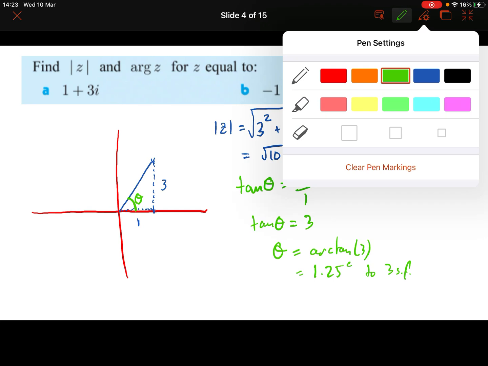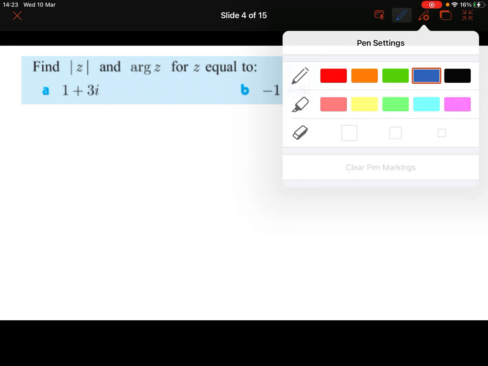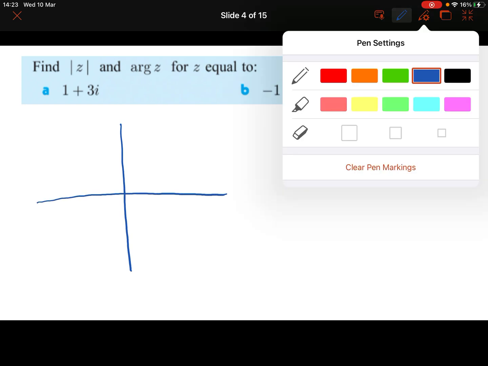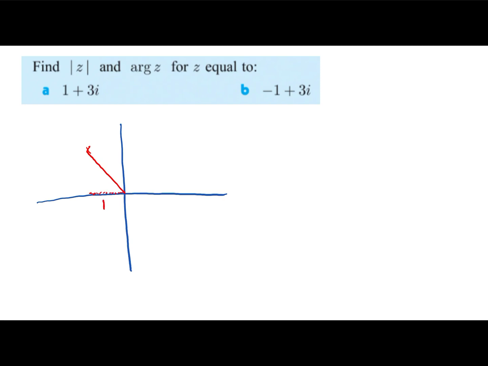Now, just be really, really careful. Let's do part B. Part B says we've got a slightly different one. So again, let's make an Argand diagram. Argand diagrams really, really help. We've got minus 1 plus 3i this time. So that would be somewhere like this. And this distance, because we're talking about distances, is 1. It's not minus 1. It's 3. So actually it's going to have the same modulus, which is going to be the square root of 3 squared plus 1 squared, which is the square root of 10.